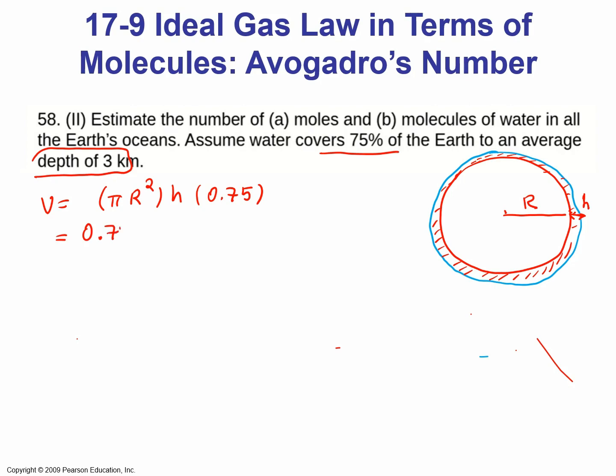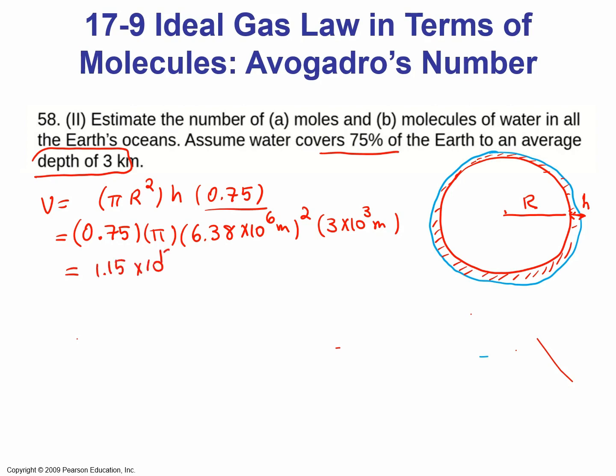So let's plug in the numbers. Let's put 0.75, multiplied by 4 pi r squared, and r is 6.38 times 10 to the 6 meter. Let's square it, and multiply by the average depth of water, which is 3 kilometers, 3 times 10 to the power 3 meter, and this gives us 1.15 times 10 to the power 18 meter cube. Okay, so this is the volume.